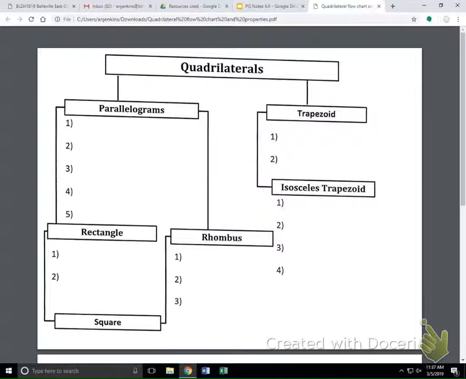So here we're talking about our flow chart for quadrilaterals, and then we're going to go through the properties. So one type of quadrilateral is a parallelogram. We did our properties of parallelograms. How are we able to identify if something is a parallelogram? We know what?